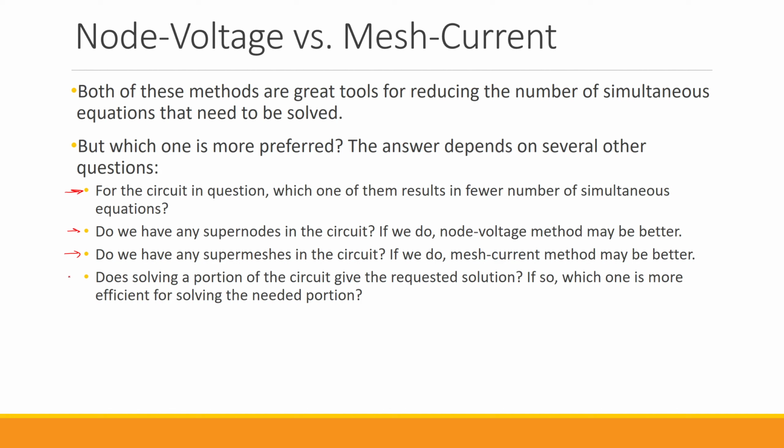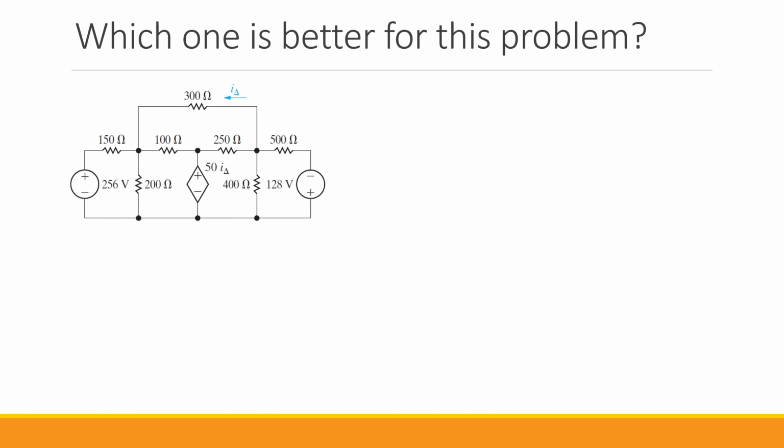And the final question, and sometimes the most important question, is what we are asked to do. Do we need to solve the whole circuit in order to find the thing that the question is asking us, or no? In other words, does solving a portion of the circuit give the requested solution? If so, which one is more efficient for solving the needed portion, right? So that is another important question that we need to answer. Let's take a look at a couple of examples.